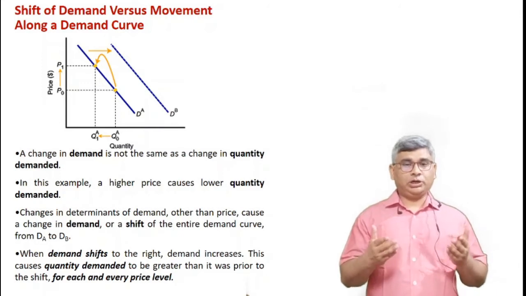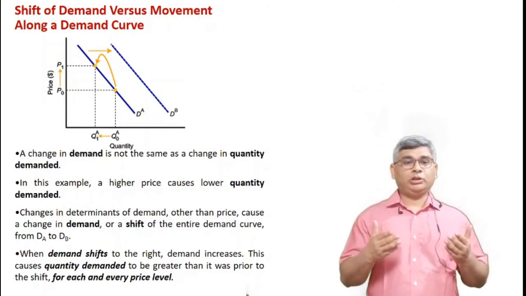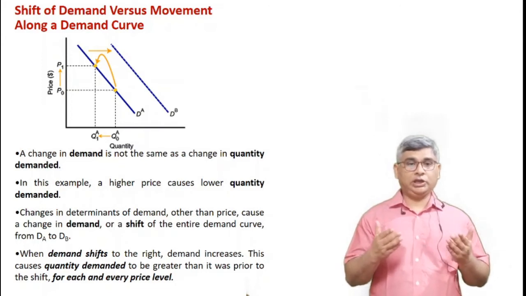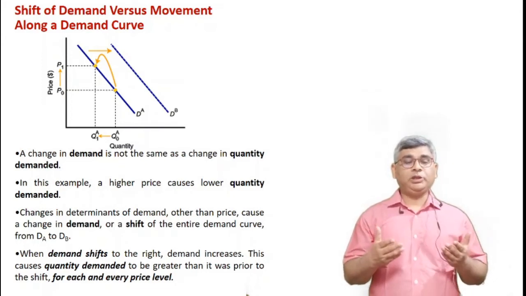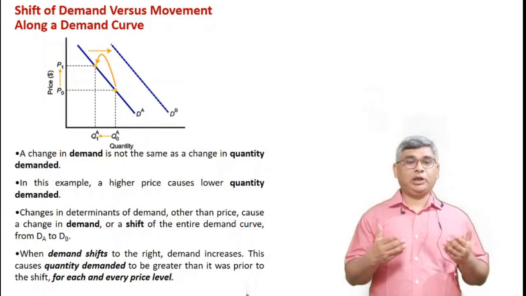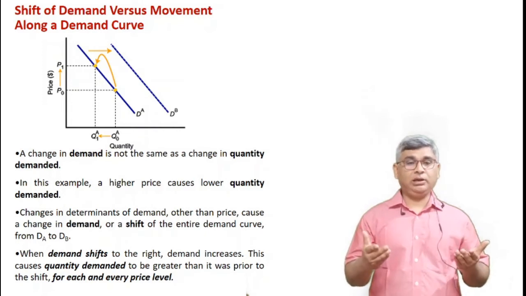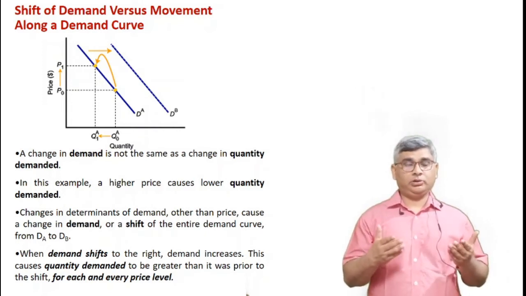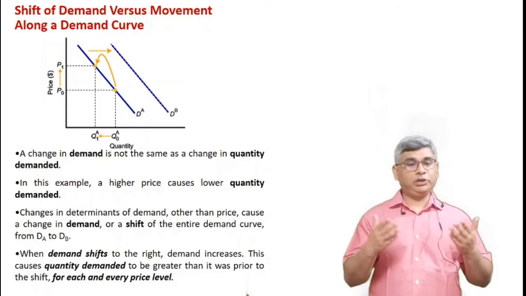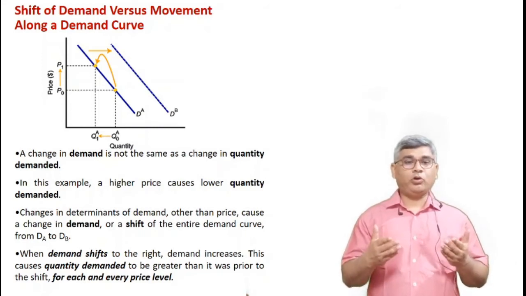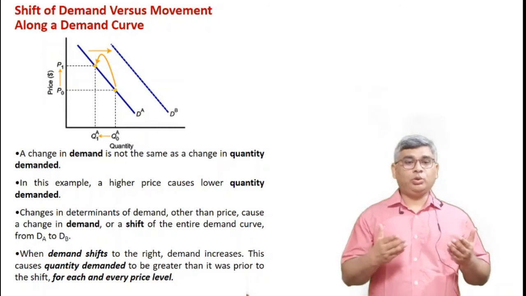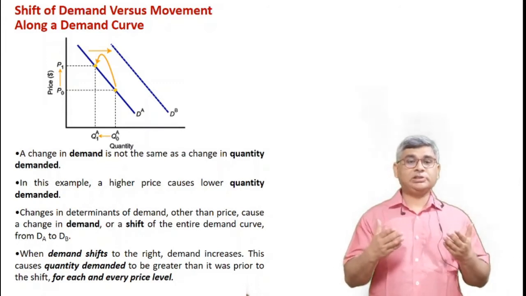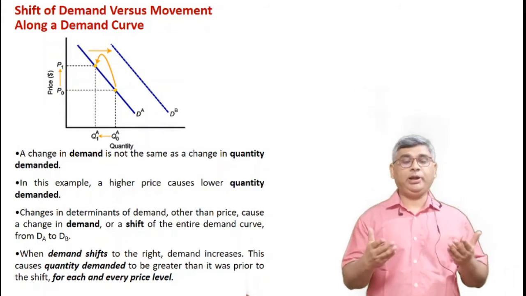We have a curve dA. For example, on the curve dA, if the price is increased from P0 to P1, and we apply the law of demand, it states that when the price is higher, the demand will fall. So when the price is increased from P0 to P1, the demand falls from Q0A to Q1A. This is the effect of price on demand, and this is the change in the quantity demanded.